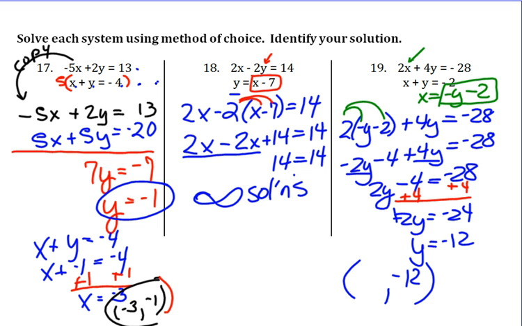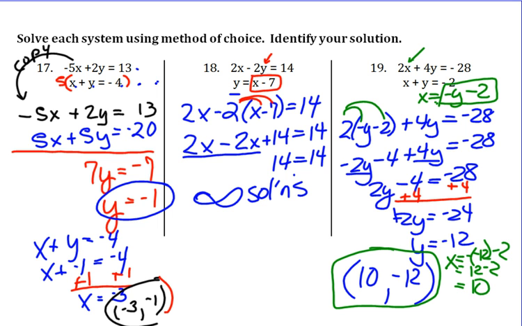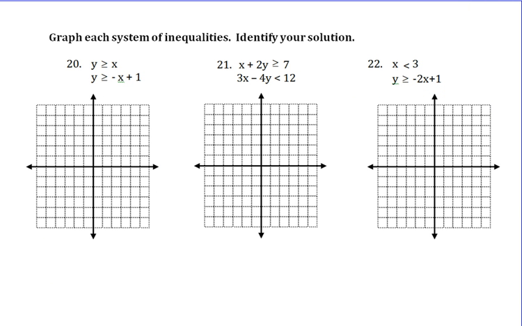Well, I knew up here from my green that x is negative y minus 2. So the negative of a negative 12 is 12, minus 2, x is 10. So I can say here really my answer in the end was 10, negative 12. So this is a really important idea, that you need to know how to use the elimination and the substitution method.